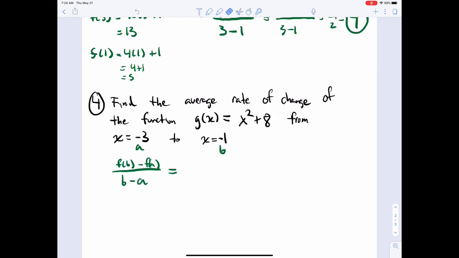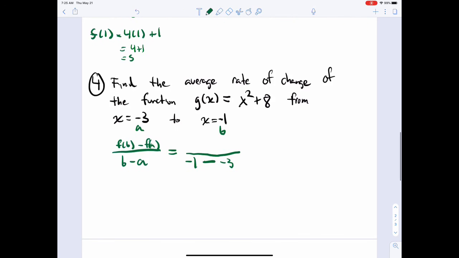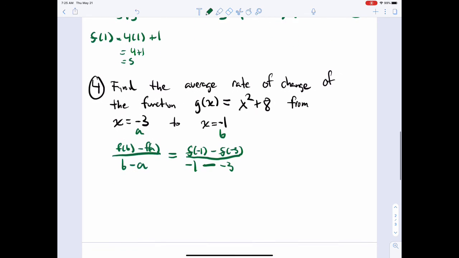So b is negative 1. Minus, well, what's a? Negative 3. Okay, so we got minus a negative. Then we got f of negative 1 minus f of negative 3. So let's go off to the side here and figure out what each of these are. F of negative 1. So if you plug in negative 1 into this function here for x, you will get negative 1 squared plus 8, that's going to end up equaling 9.